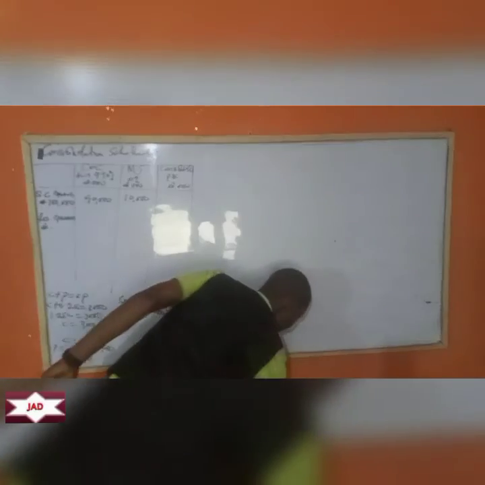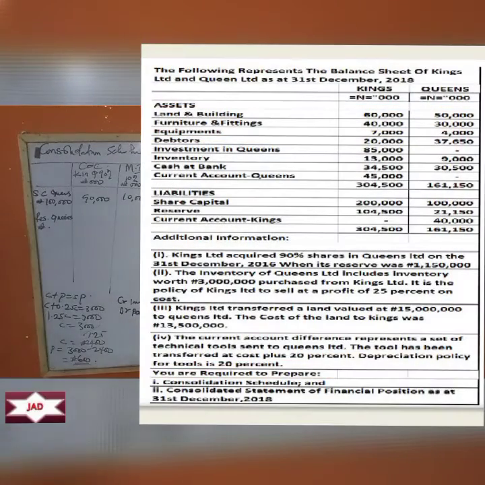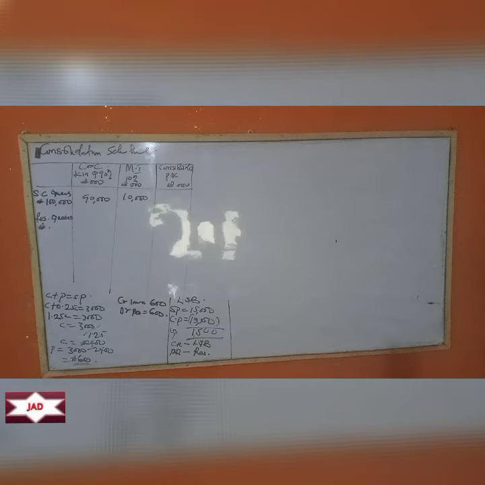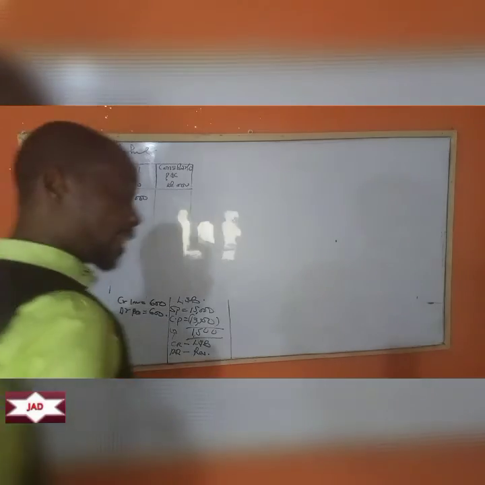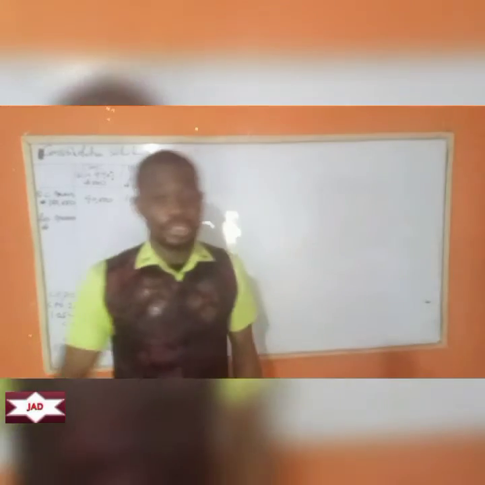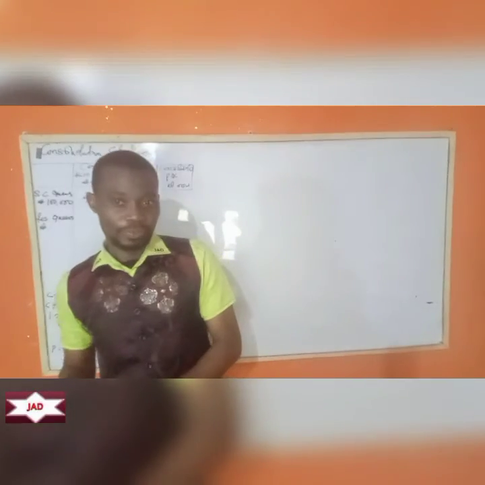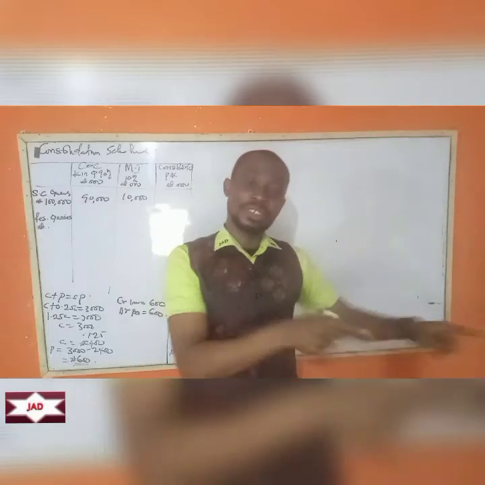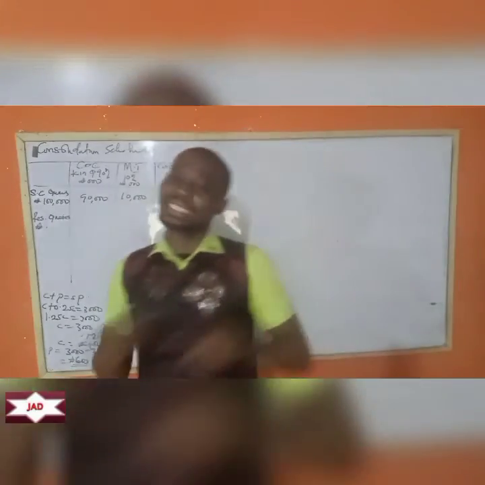So the next one there. What did they say there? Say the current account difference represents a set of technical tools sent to Queens Limited. So what's the current account difference there? Queens is holding 40 million against Kings. King is holding 45 against. So in King's book, Queens is a debtor. In Queen's book, Kings is a creditor. So if Kings is holding 45 against Queens, Queens should be holding 45 against King.